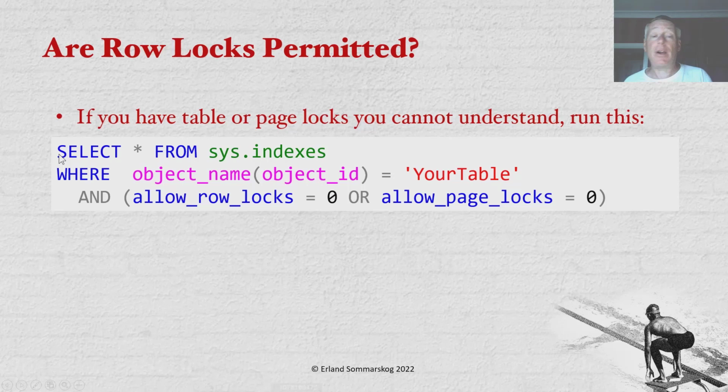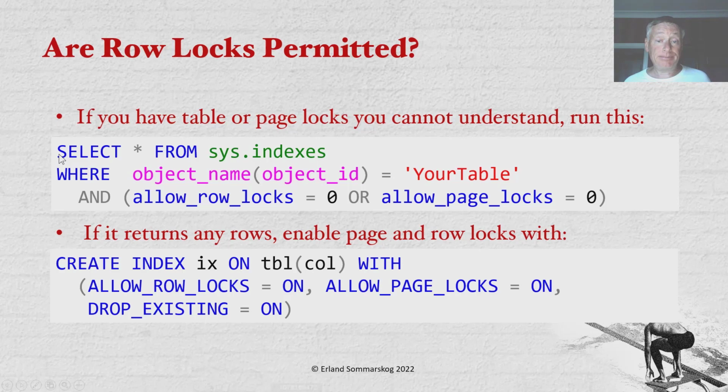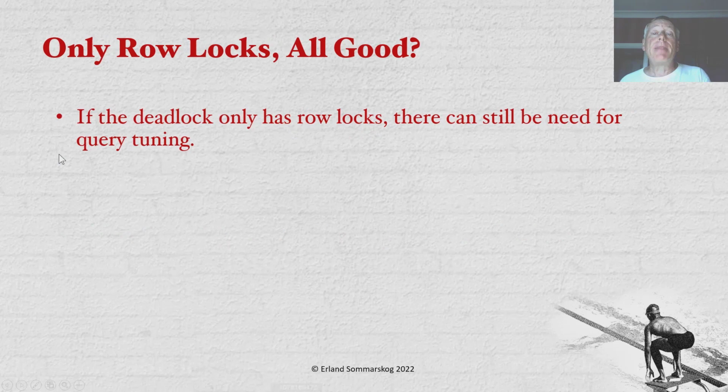And through the years when I've been helping people with deadlocks, I think I've seen this twice, several years apart, but it does occur every once in a while. Anyway, so if you get back any rows, enable page and row locks with this statement. So hopefully that resolves the problem. Now, you may be looking at your deadlock and thinking, oh, I only have row locks.